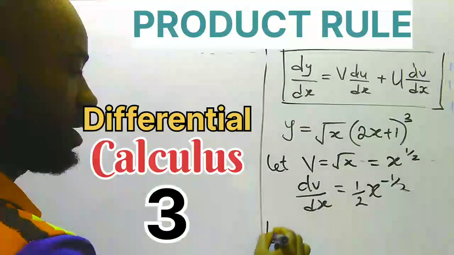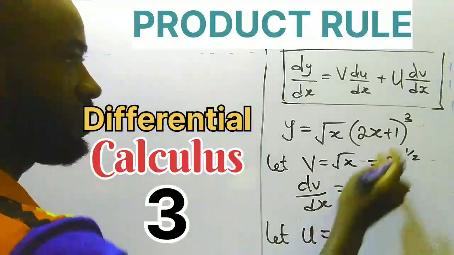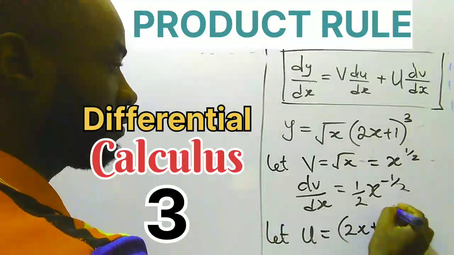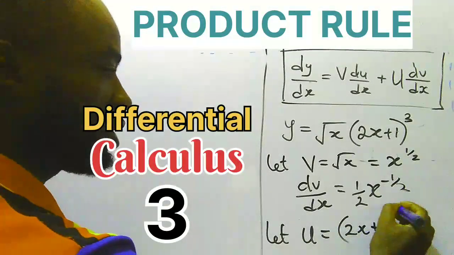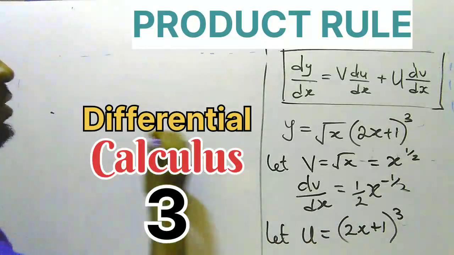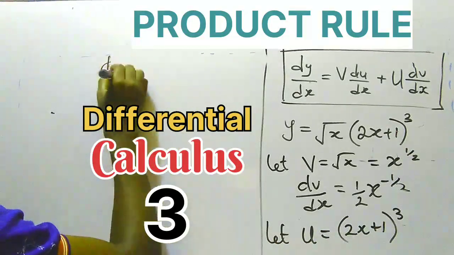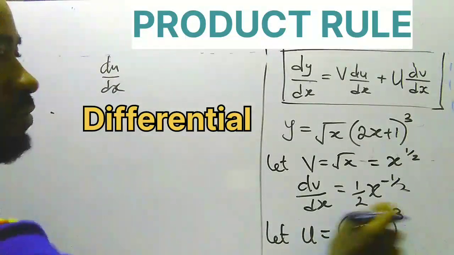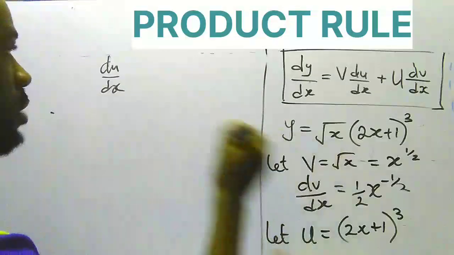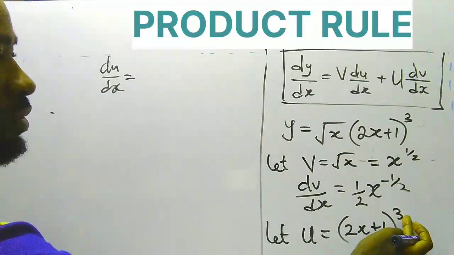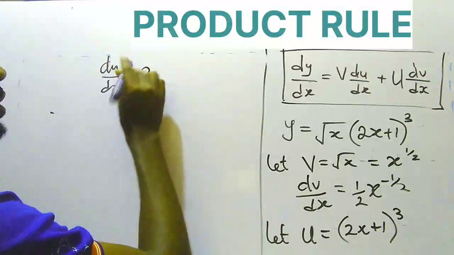Next, let u be equal to the second one, which is 2x plus 1 all to the power of 3. So we are going to differentiate again. Let's get our du dx. Remember, this is a composite function, and we are going to apply the chain rule here. These 3 come here, so that gives us 3.